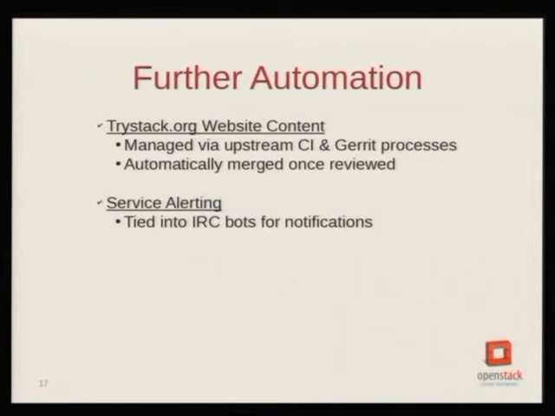So, further automation. Back again to running an OpenStack cloud with a very small amount of people, you need to automate as much stuff as possible. If you have a very small team, especially if you're geographically distributed, you don't ever want to be doing something more than once, especially doing things manually. So there's some additional automation we put in place.